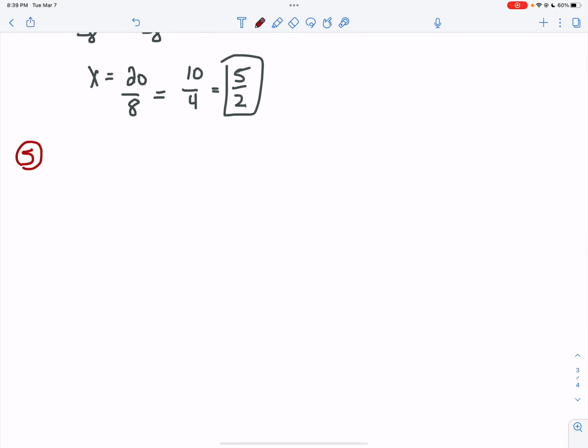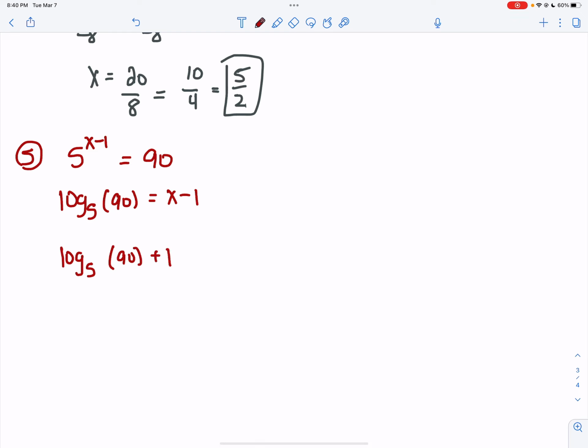Number 5, we have 5 to the x minus 1 is equal to 90. Notice how we don't have an exponential is equal to exponential. We don't have same bases. We have 5 and 90, and those aren't really common. So what we're going to do is turn 5 to the x minus 1 and 90 into a logarithm. So now I have log base 5 of 90 is equal to x minus 1. I am going to add 1 to both sides. And my final answer is log base 5 of 90 plus 1 is equal to x.